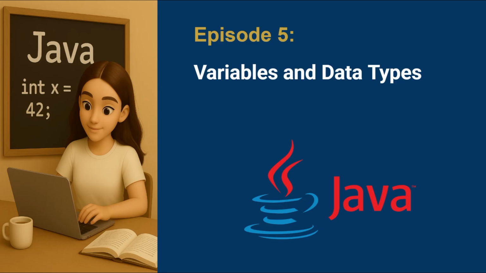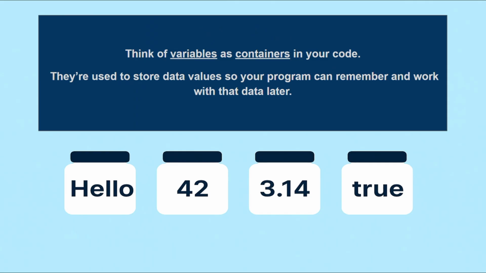Today, we're going to learn about variables in Java, what they are, how to use them, and why they're essential for storing information in your programs. What are variables? Think of variables as containers in your code. They're used to store data values so your program can remember and work with that data later.